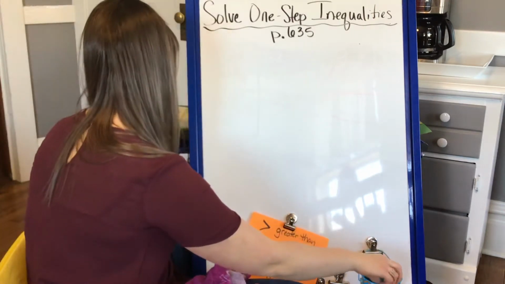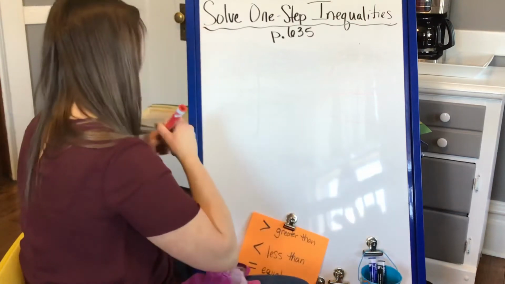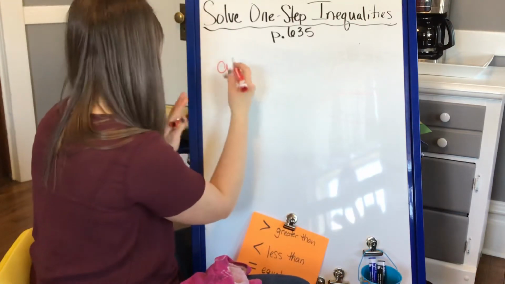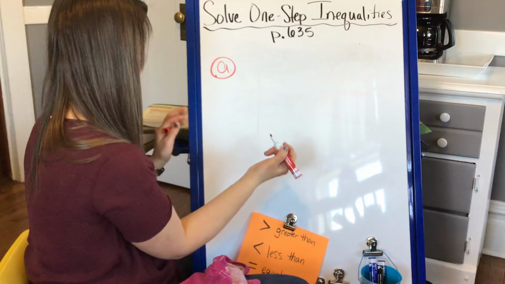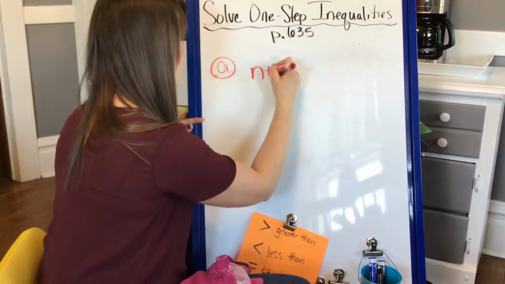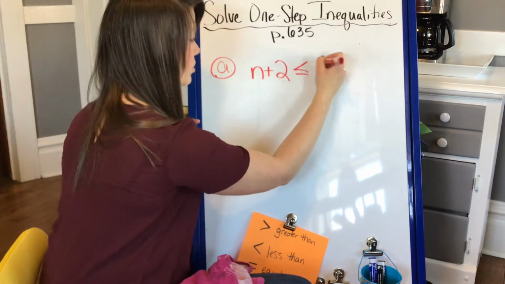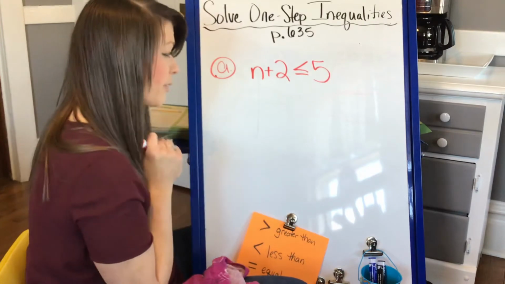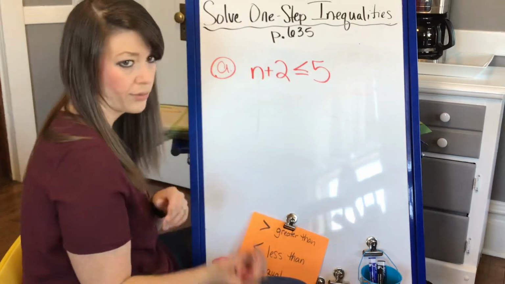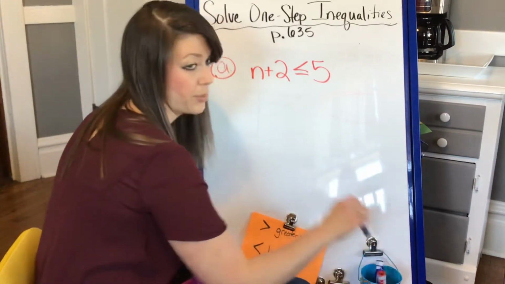So the first one, letter A, is on page 636 if you want to follow along. It's going to be n plus 2 is less than or equal to 5. My first job is going to be to solve it, and then I'm going to graph it. So each question has 2 steps.